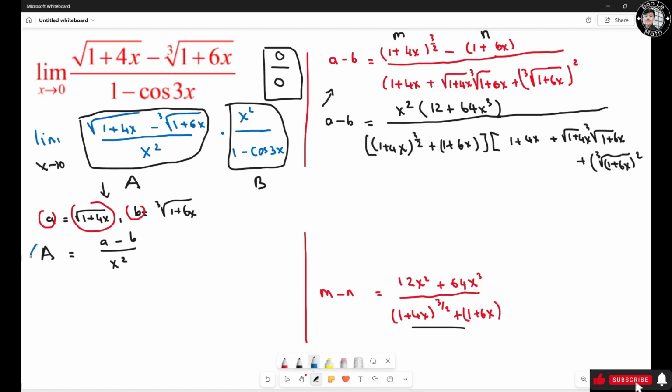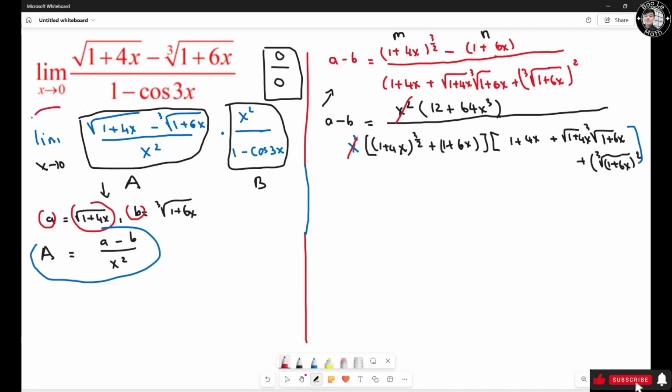Now we're gonna go back over here. So A becomes a minus b over s squared, right? So I just write A over here equals a minus b over s squared, right? So does that mean a minus b equals this one right here? I just put s squared outside, right? Now s squared and s squared gone, right?